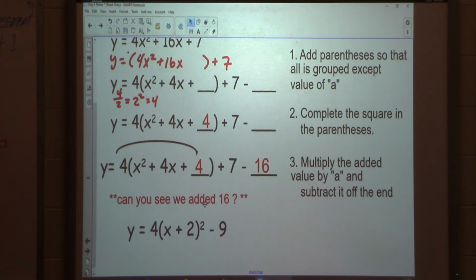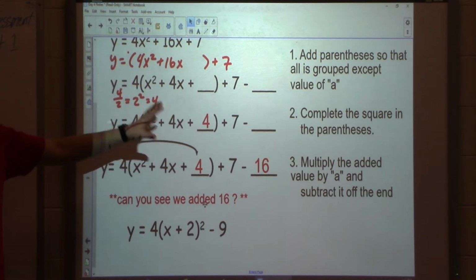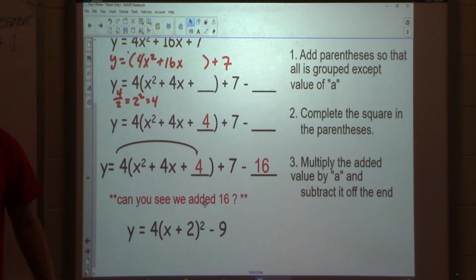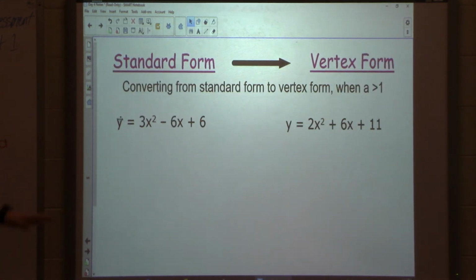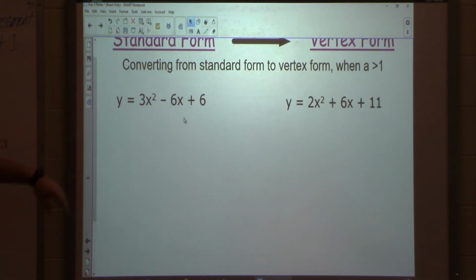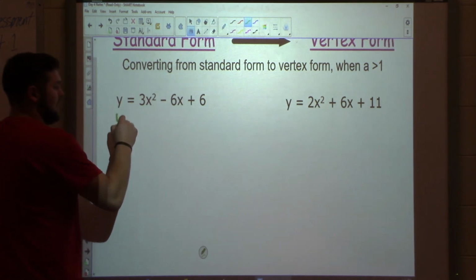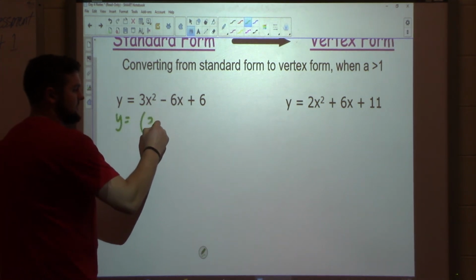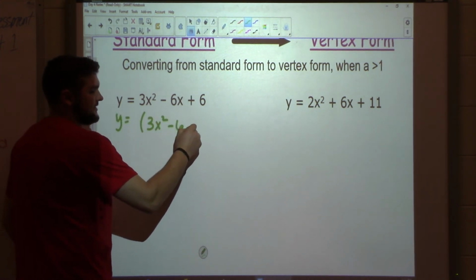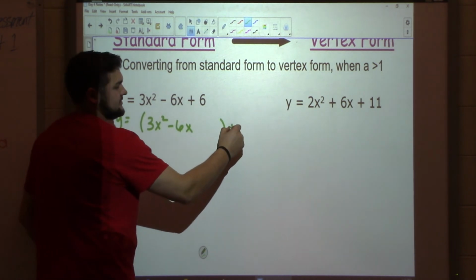Alright, can we try one together? I hated how that was set up. Can we try one together where I can write and everything too? Okay, let's do that. So, the first one, y equals 3x squared minus 6x plus 6. I'm setting it up just like we did yesterday. Y equals, parenthesis, 3x squared minus 6x, leaving a space, plus 6.